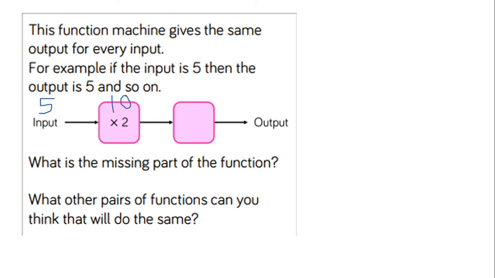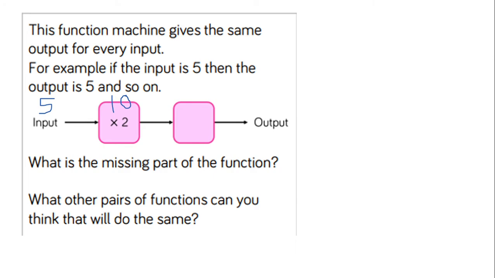Let's try that out with another number. So I could input 3. 3 times 2 is 6. 6 take 5 is 1. Oh, no, that doesn't work. So it must not be minus 5. It must be something else.